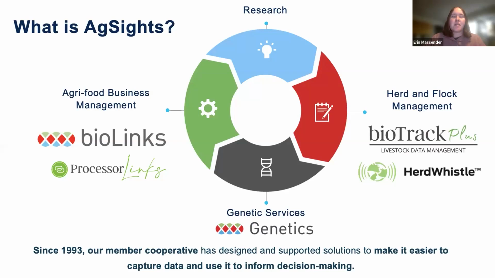So to start off with, I thought I'd just introduce AgSights, the organization I work for. Some of you, as Katie mentioned in my bio, might be more familiar with AgSights under our original name, Bio, or Beef Improvement Ontario. But since 1993, we've been a member cooperative that is involved in lots of different spaces in terms of agriculture data capture and analytics. Genetic evaluation and performance evaluation services were our foundational service and remain very important to our organization today.